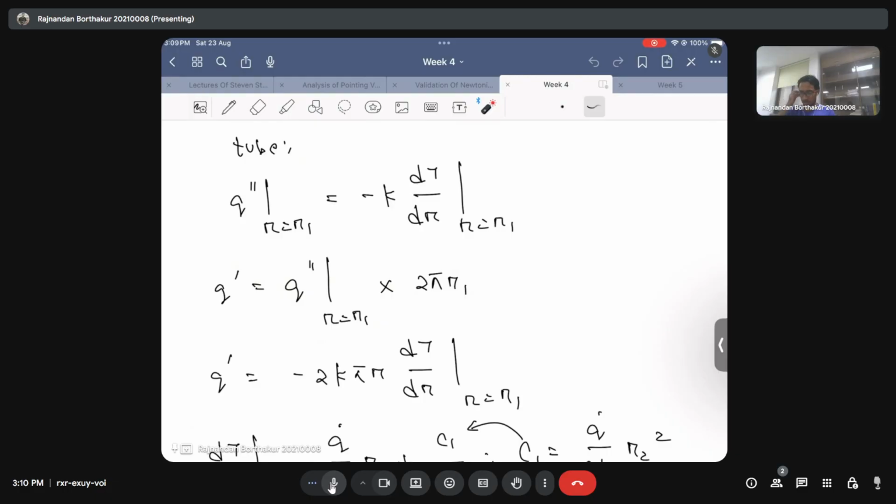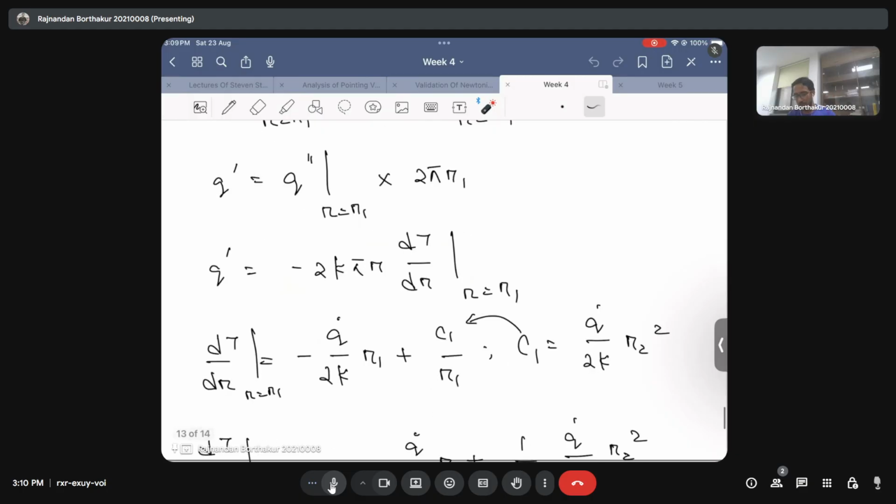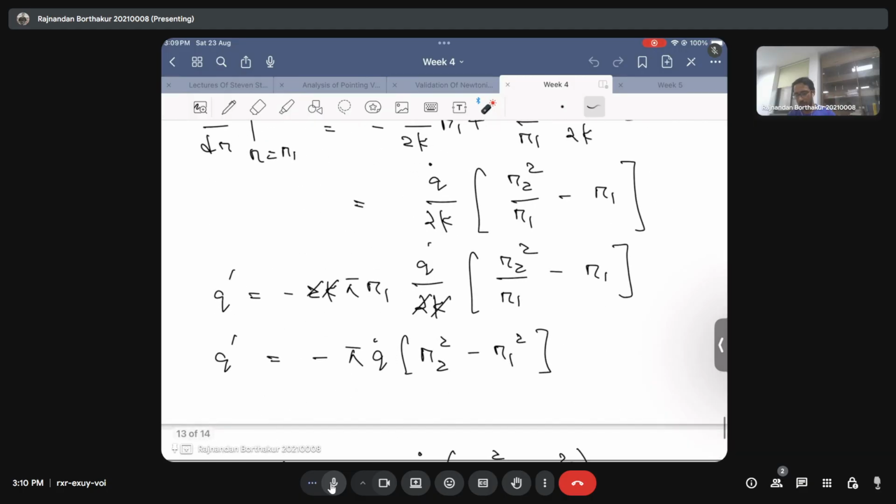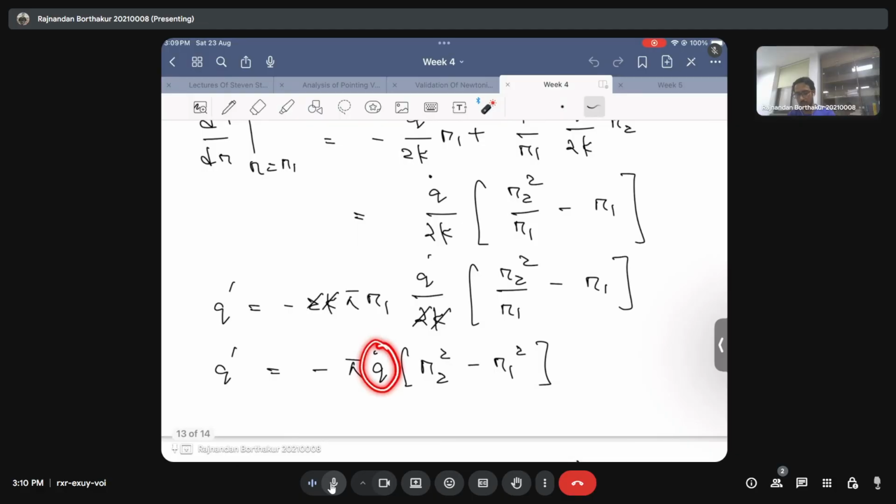What I was saying is that since we knew the flux from Fourier's law, in order to calculate the heat removal rate we just need to multiply it with the perimeter of the inner surface, which gave us an expression for the heat removal rate in terms of the heat generation Q dot and the radii of the cylinder, that is the inner and outer radius.